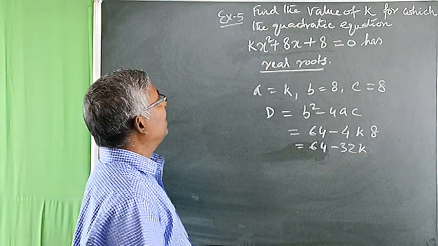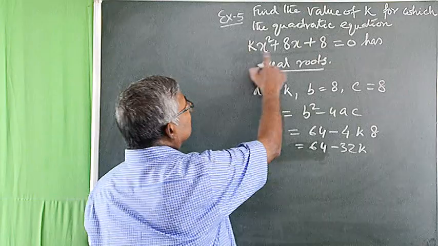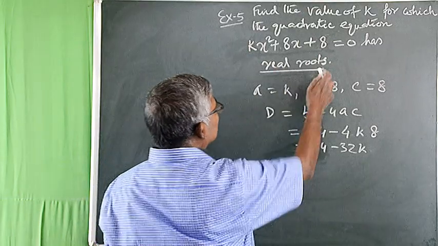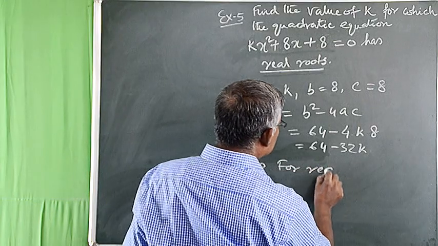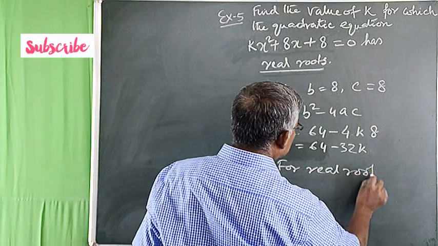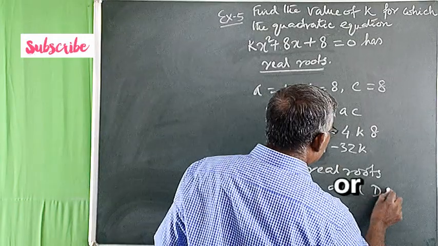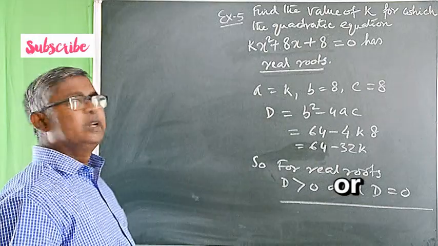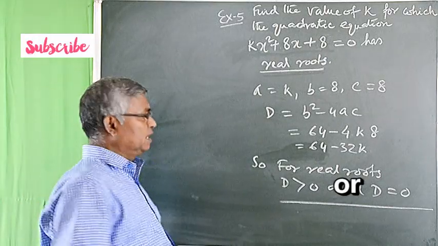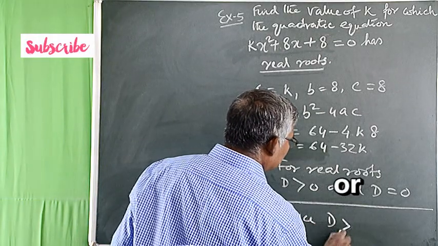We have to find the value of k for which the quadratic equation has real roots. So for real roots, d must be greater than 0, or d equal to 0. In these two cases, we get real roots. Hence d greater than or equal to 0.